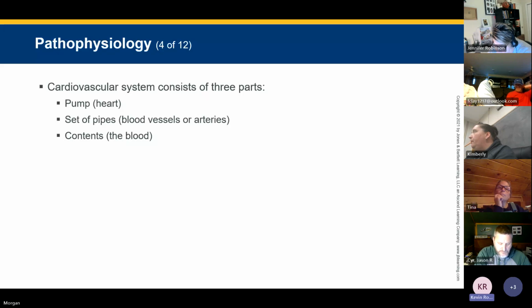I just wanted to have you guys understand that there's a lot to be as far as this stuff goes, is the pump, pipes, and contents, right? You can't pump without fluid. If you have no fluid, the pipes can't fill. If the pipes are dilated and there's lack of fluid, we have lower blood pressures, right?